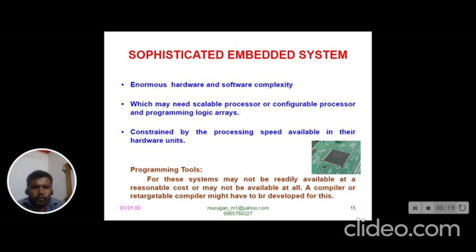In power line carrier communication, we have a number of constraints. So we must give a logic for each processing device. So we go for programmable logic arrays in the case of power line carrier communication. And in SCADA, we are going to calculate the signal level and range. So we must give a scalable processor for SCADA, constrained by the processing speed available in the hardware units. The hardware units mainly depend upon the speed of the system.